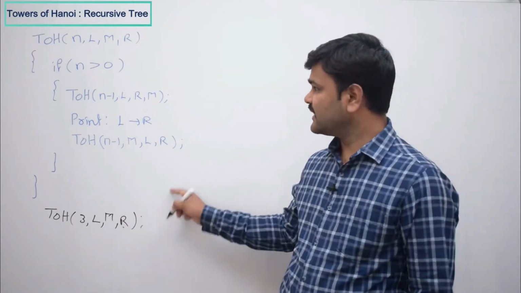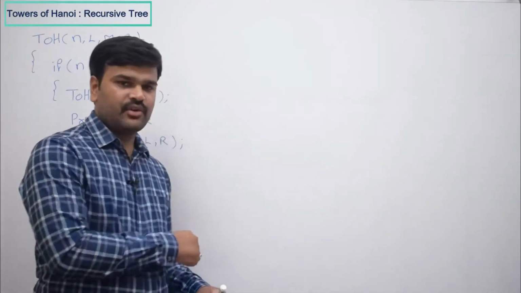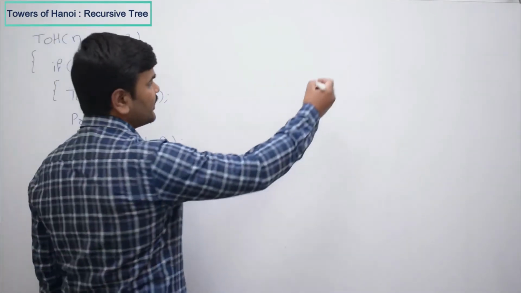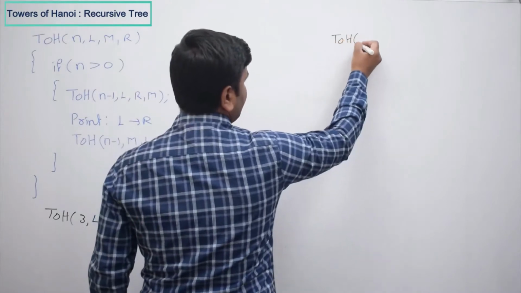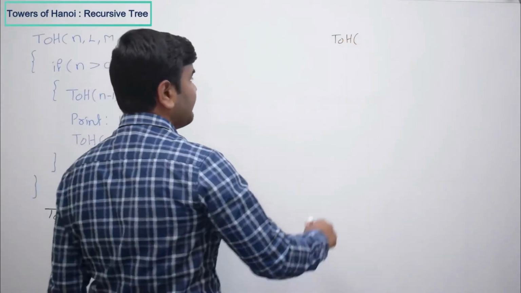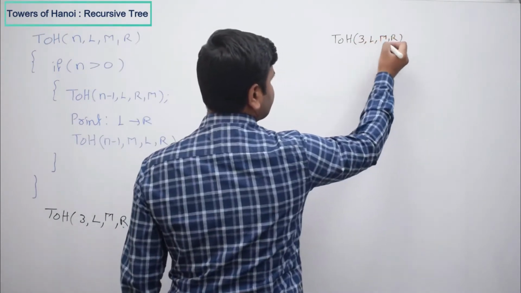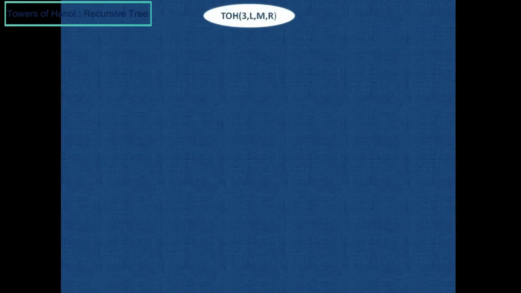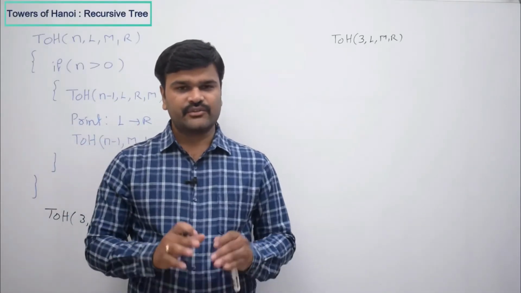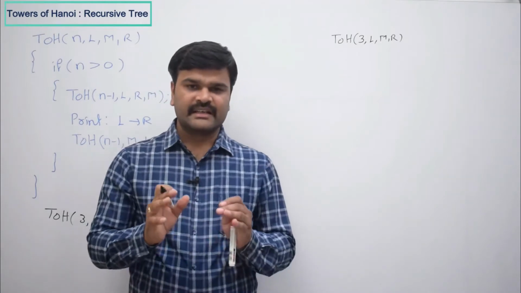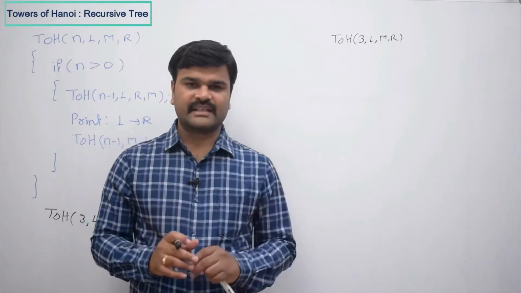Now the function call is coming to here. So now let us see the recursive tree for this. Okay, so if you take the function called Towers of Hanoi, initially we have three arguments: left, middle, right. How to construct a recursive tree, we already discussed in another video. So if you are seeing this recursive tree for the first time, please go through that, and you will have a better understanding.